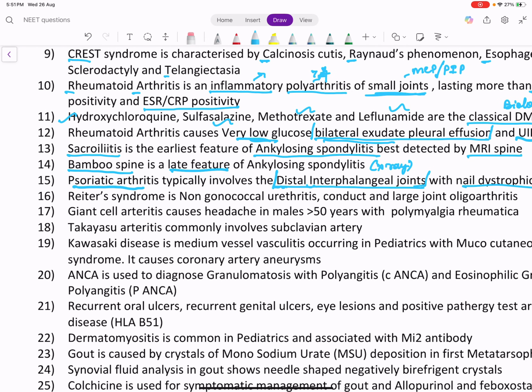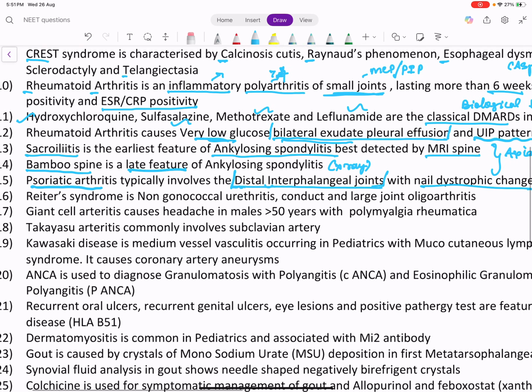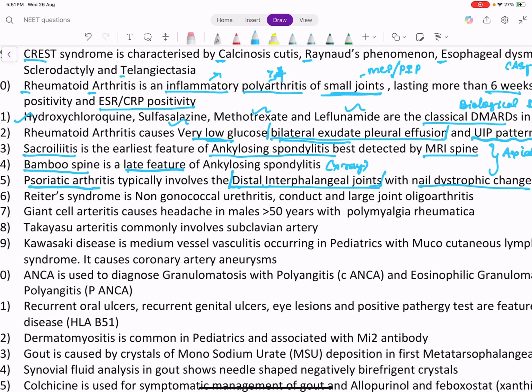The next seronegative arthritis is Reiter syndrome or reactive arthritis. Reiter syndrome is a triad of non-gonococcal urethritis, large joint oligoarthritis and conjunctivitis. So conjunctivitis, urethritis and large joint oligoarthritis.